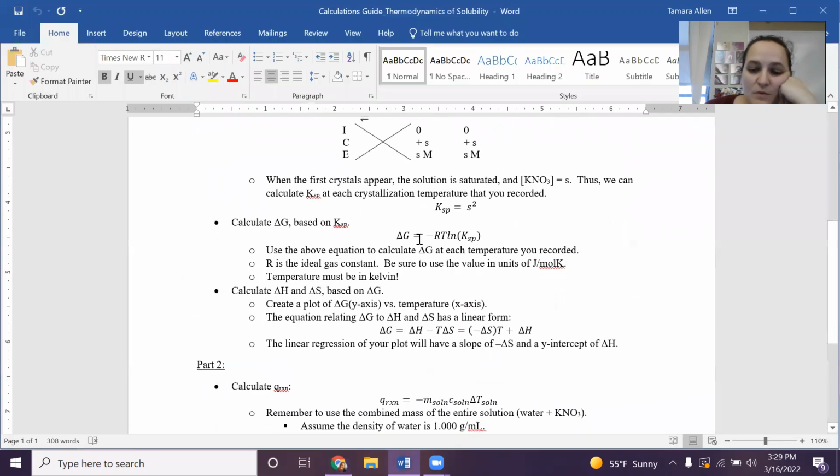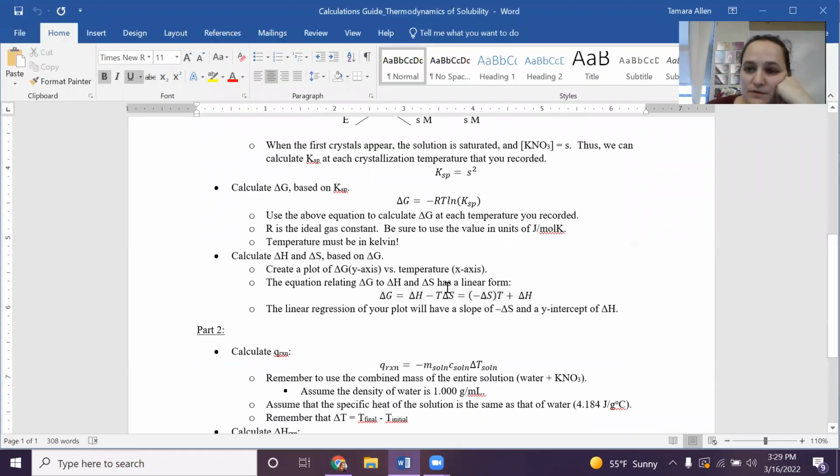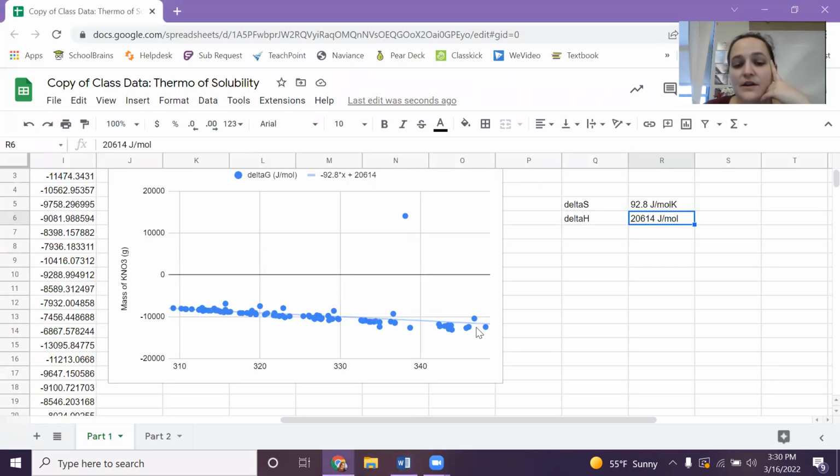So the way that that works is really just coming from this relationship that delta G is equal to delta H minus T delta S. If we just think about that in a slightly different way, we've put delta G on the y-axis and T on the x-axis. That makes negative delta S my slope and delta H my y-intercept. So by finding the line of best fit for all of our data, we're able to pull these two pieces of information out of our data for this reaction.